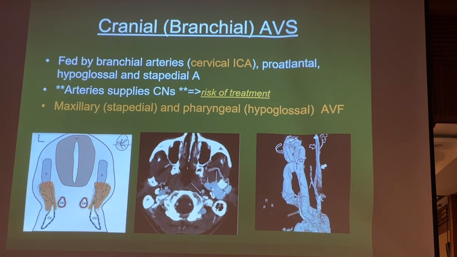We start with an example of the cranial or branchial arteriovenous shunt, where the artery responsible starts from the C1 segment of the cervical internal carotid. Before, we had some examples of persistent proatlantal, hypoglossal, and stapedial arteries. For sure, the maxillary or stapedial system and pharyngeal hypoglossal system will be shown. You can see, with these kinds of non-invasive imaging, how close to each other this enlarged artery and very large veins are, connected to each other.